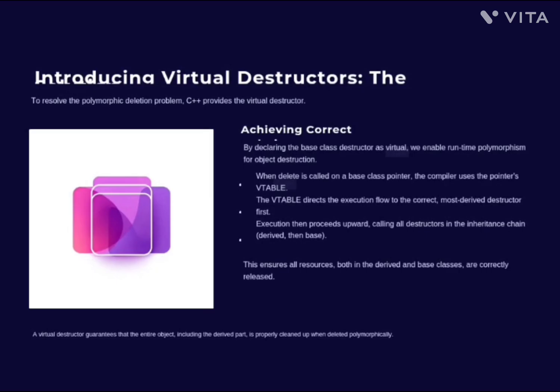Introducing virtual destructors, the solution to resolve the polymorphic deletion problem. C++ provides the virtual destructor, achieving correct deletion by declaring the base class destructor as virtual. We enable runtime polymorphism for object destruction. When delete is called on a base class pointer, the compiler uses the pointer's vtable. The vtable directs the execution flow to the correct, most derived destructor first. Execution then proceeds upward, calling all destructors in the inheritance chain. Derived, then base. This ensures all resources, both in the derived and base classes, are correctly released.